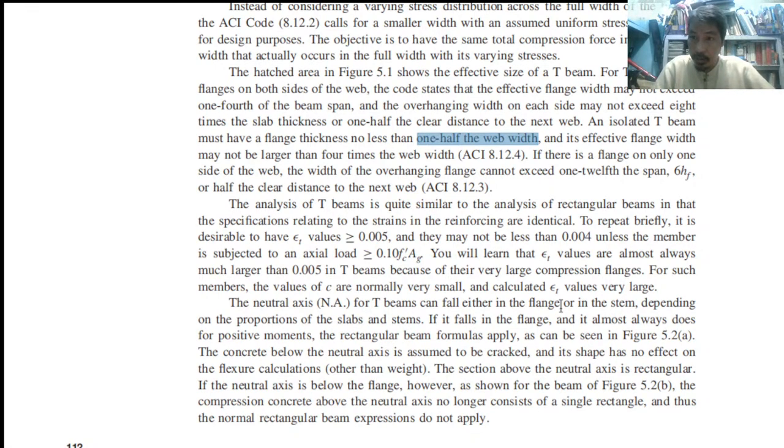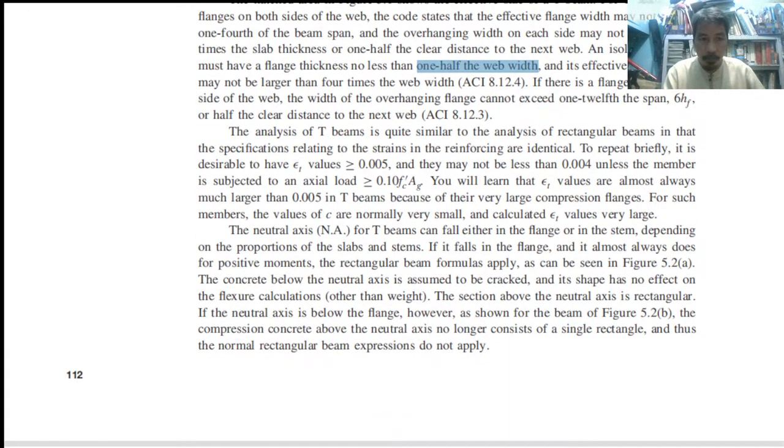6 inches. So, the requirement is that it must not be less than 9. So, therefore, we need 9 inches or 10 inches rather than 6 inches. So, we have to change the thickness of the flange. Okay? Take note of this concept.